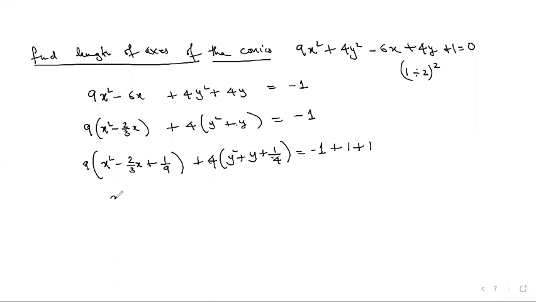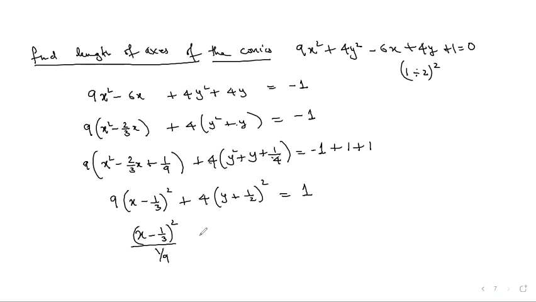Now this you can write as (x minus 1 by 3) the whole square, plus 4 into (y plus half) the whole square, and the right hand side is 1. This is nothing but (x minus 1 by 3) the whole square divided by 1 by 9, plus (y plus half) the whole square divided by 1 by 4, equal to 1. Have you understood?